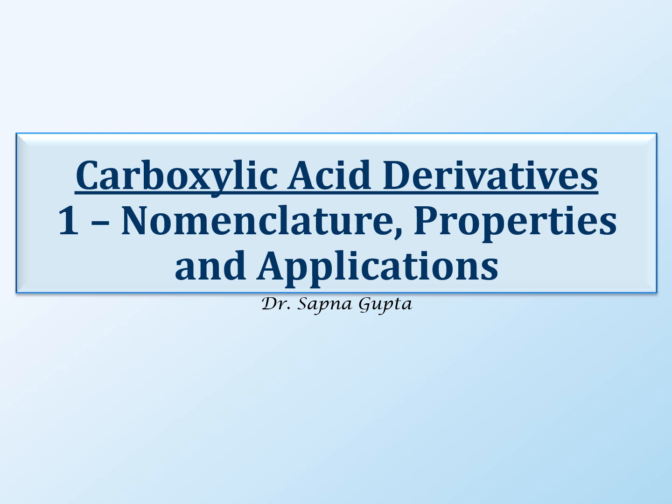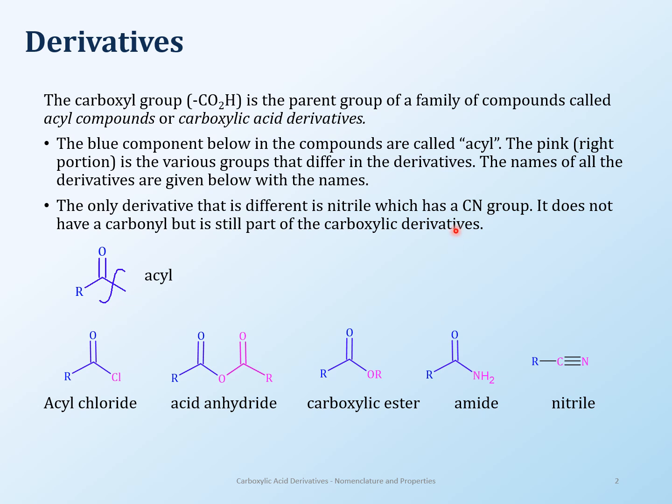So now we move on to the derivatives of carboxylic acids, and as usual, we'll start with the nomenclature, properties, and some applications. So first of all, the derivatives of carboxylic acids. Here they are: acyl chloride, acid anhydride, carboxylic ester, amide, and nitrile.